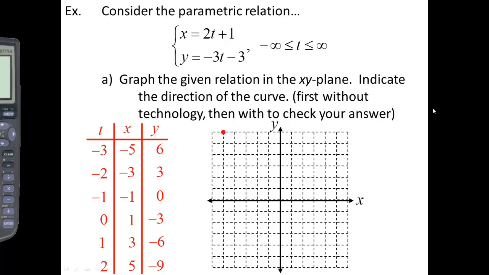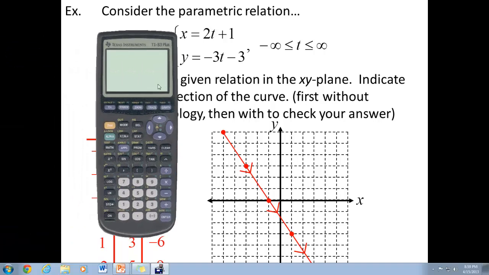-5, 6 is right here. -3, 3. -1, 0. 1, -3. 3, -6. And the next one was off my screen, so I won't worry about plotting it. And hopefully you see, if I connect the dots, it's a straight line. And again, based on those t-values and the direction in which I plotted those points, I must be going from left to right. Alright? And I could do this on the calculator as well.